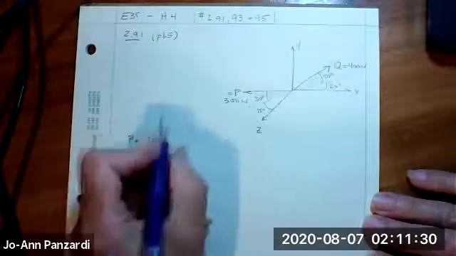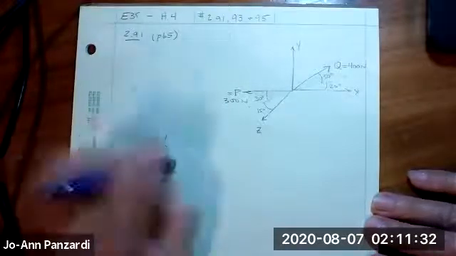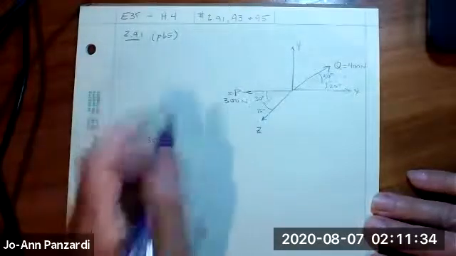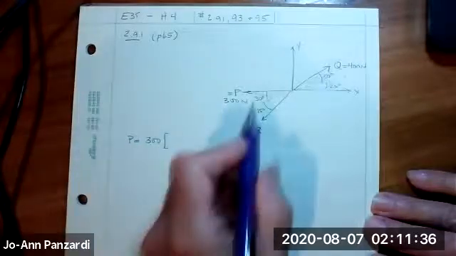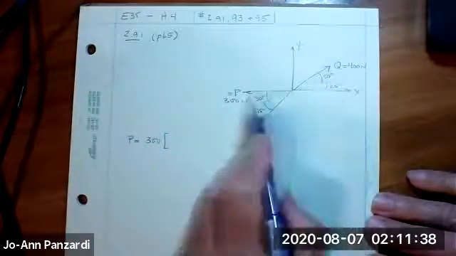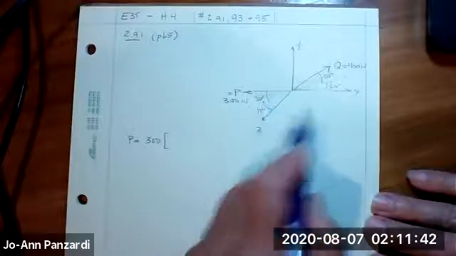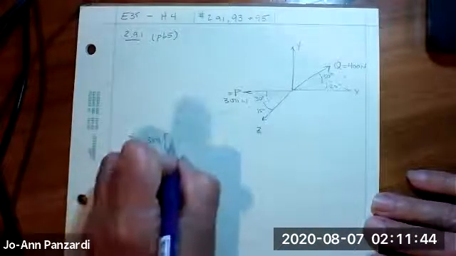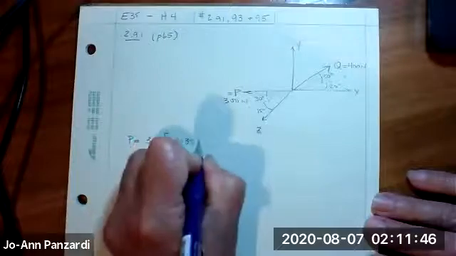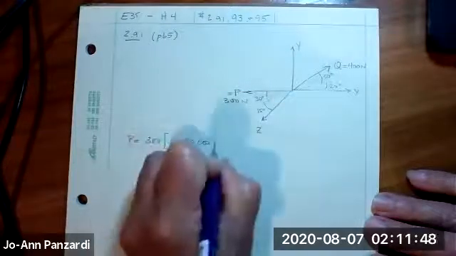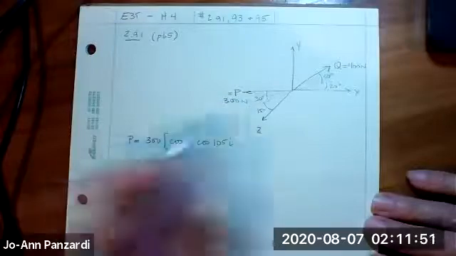P is equal to 300, and I'm going to put brackets here. And I'm looking at the x component, so I'm going to go down 30, cosine 30, and then I'm going over 15 plus 90, so it's cosine 30 times cosine of 15 plus 90, which is 105, and that's i.